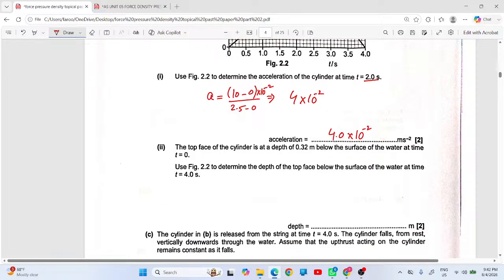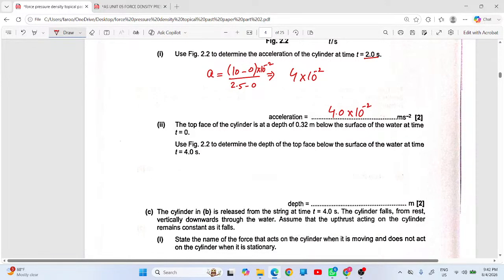Next is the top face of the cylinder is at a depth of 0.3 meter below the surface of the water at time t equals 0. Use figure 2.2 to determine the depth, meaning h, of the top face below the surface of the water at time t equals 4 seconds. Here what we have is the top face of the cylinder is at depth 0.32.